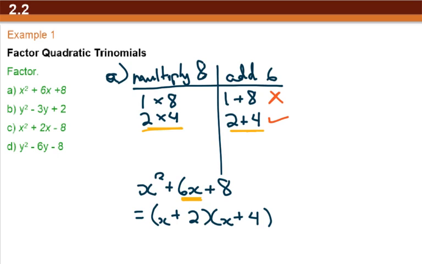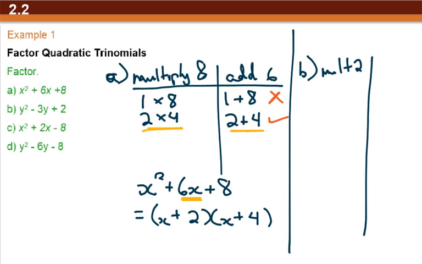And as I said, this is a simple example. Should be relatively easy to figure out these two numbers without using the method. But we're going to get to questions where the method becomes a little bit more necessary. Looking at question B, now we need to multiply to 2, and we need to add to negative 3. That negative becomes important because that's going to affect the signs of what we do in the brackets.